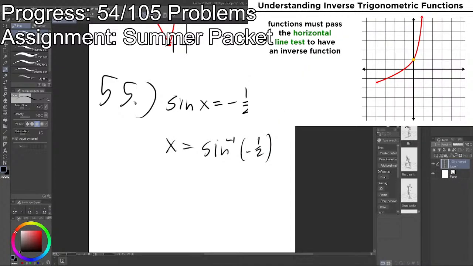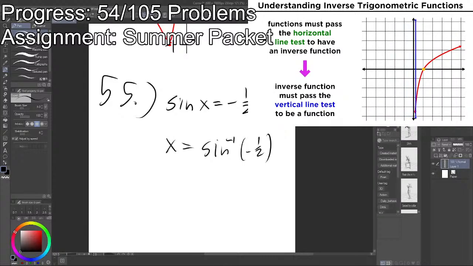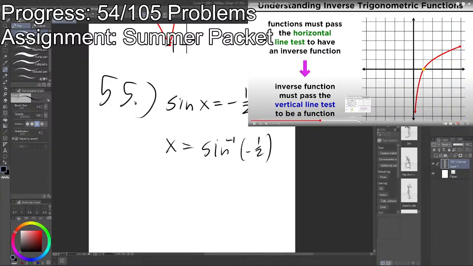We should quickly note that in order for a function to have an inverse function, it must pass the horizontal line test, because when we find the inverse, we are reflecting the function across the line y equals x, and whatever we get must pass the vertical line test to be considered a function.